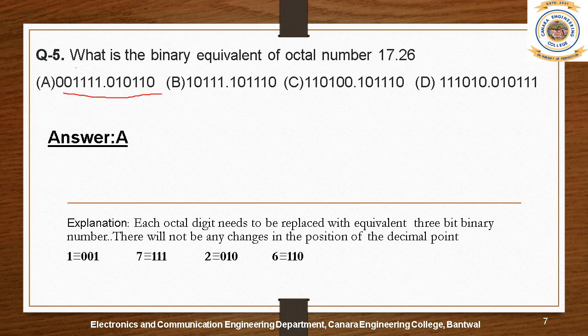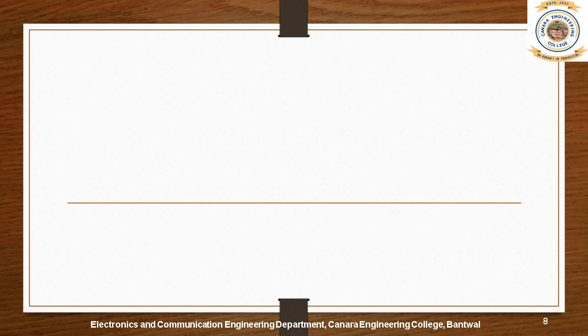Each digit is grouped as a group of 3 bits. A group of 3 bits represents 1 digit here. So this represents 7 here. So this is 1, 7, the point is there, then .26. Is that clear? Next question.